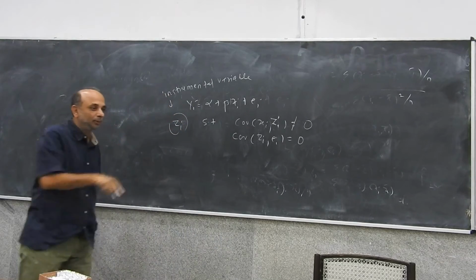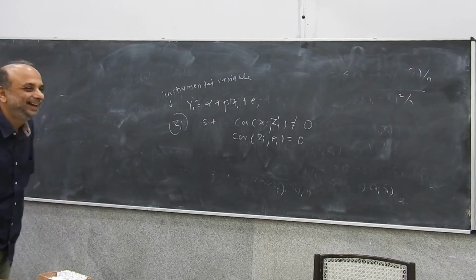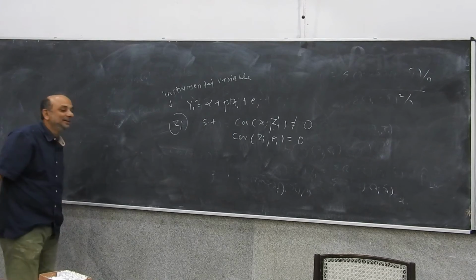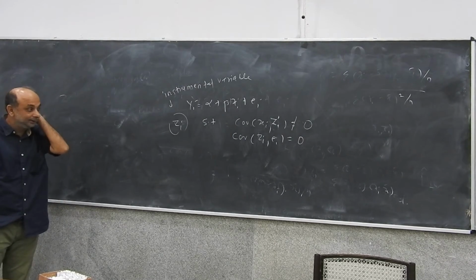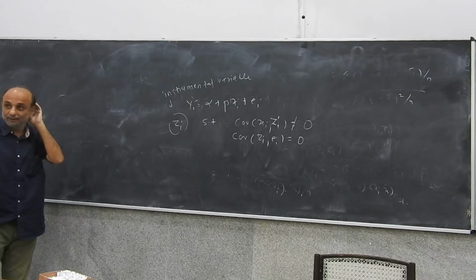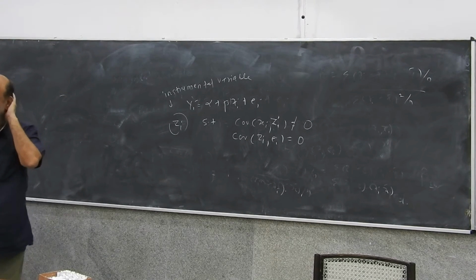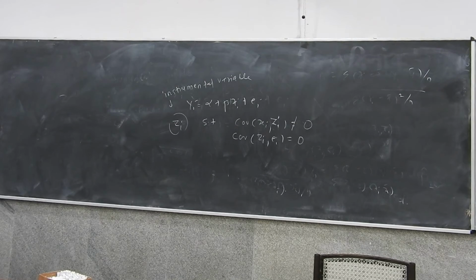Because of that you remember that property, right? So z and e are not correlated, and z and x are correlated. You have to remember that. Okay, if forgetting it twice makes you remember it more, then that's better.